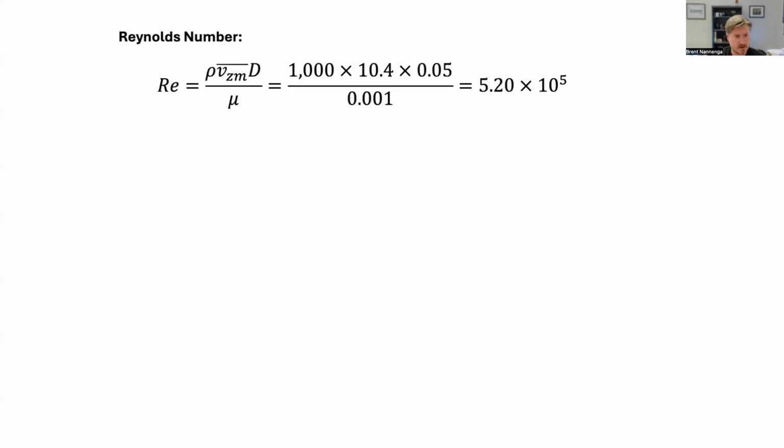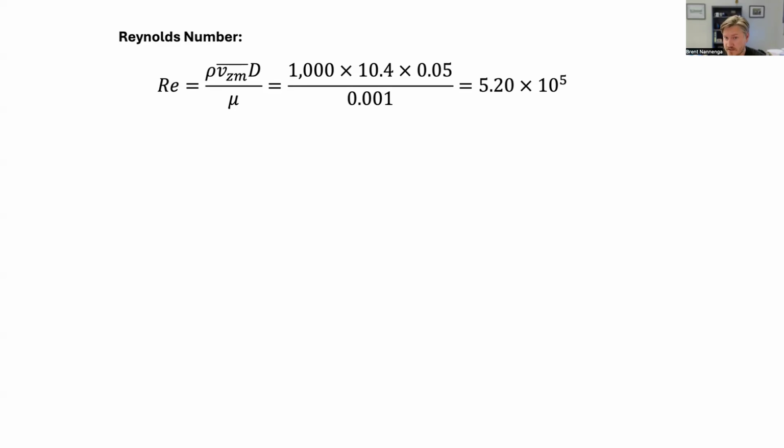Okay, the next part of the question asks, what is the Reynolds number? Well, the Reynolds number is an equation that you have had since the beginning of these fluid mechanics notes and lectures, which is just our density times our mean velocity times the diameter of the pipe, all divided by the viscosity. So you plug all that in, you get this Reynolds number, 5.20 times 10 to the 5.